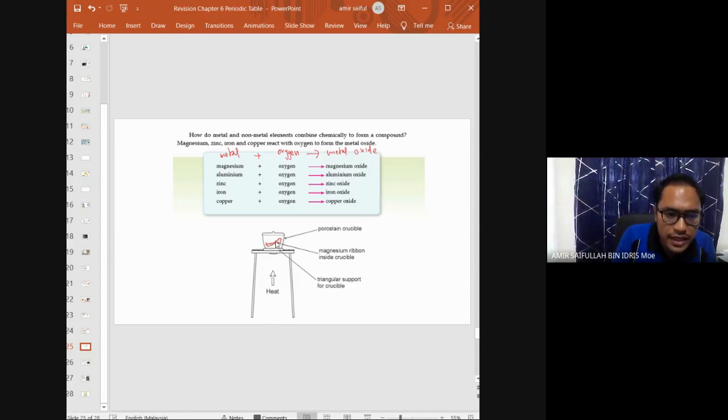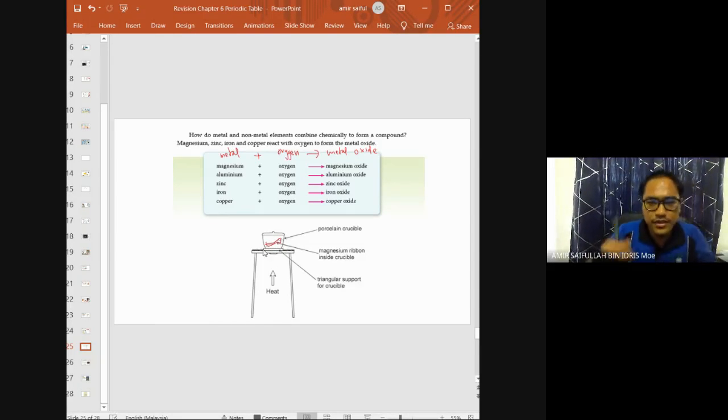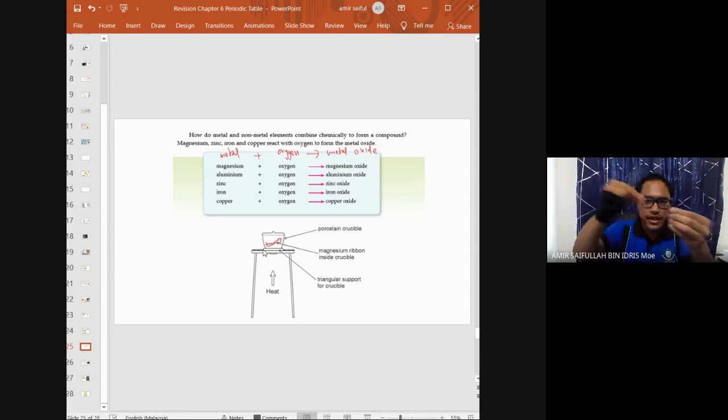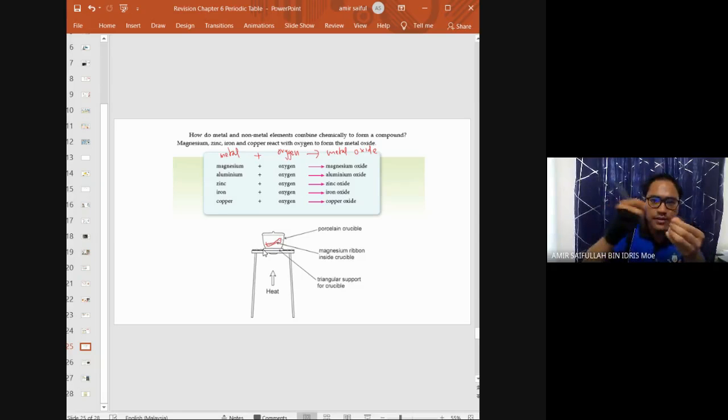So it's a metal. It's a metal strip, like a stick. Okay, a very, very thin stick. Okay, so this is magnesium. So what we do, we heat it under hot temperature.